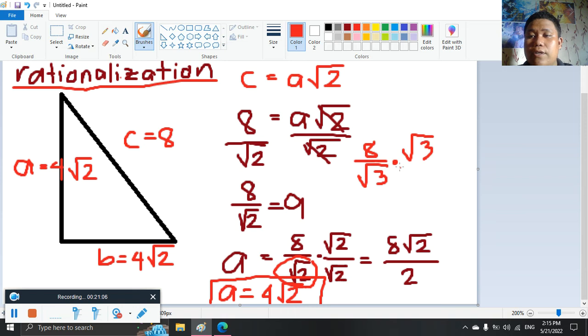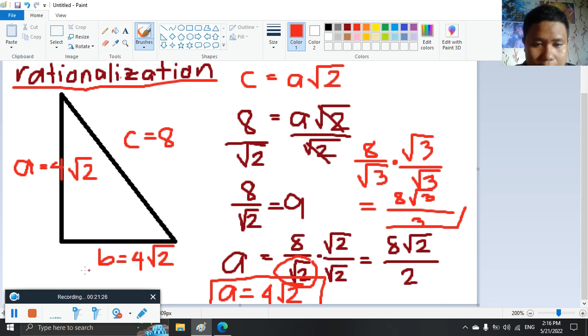Square root of 3 over the square root of 3. So, that will give you the answer of 8, the square root of 3, all over. So, 3 times 3 is 9. Square root of 9 is 3. So, 8 the square root of 3 over 3. So, muna na siya ang answer. Okay? Sige.